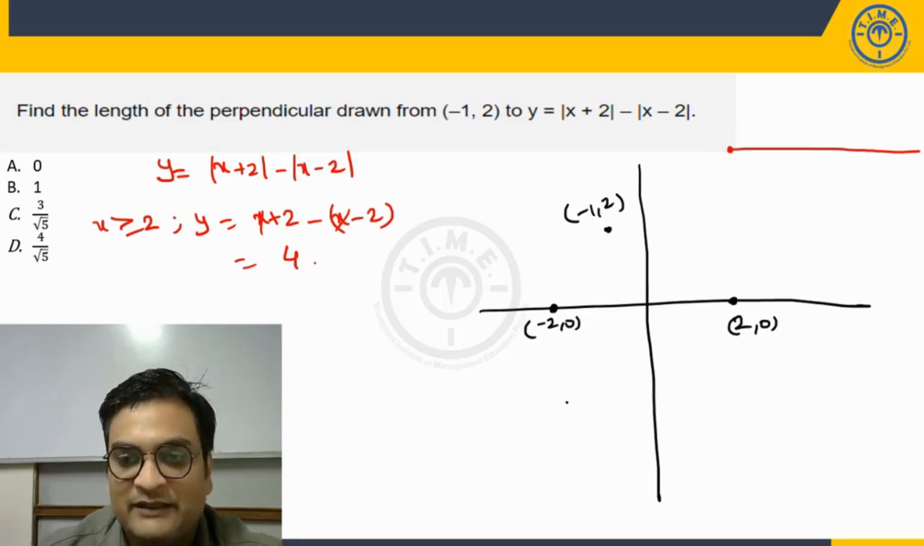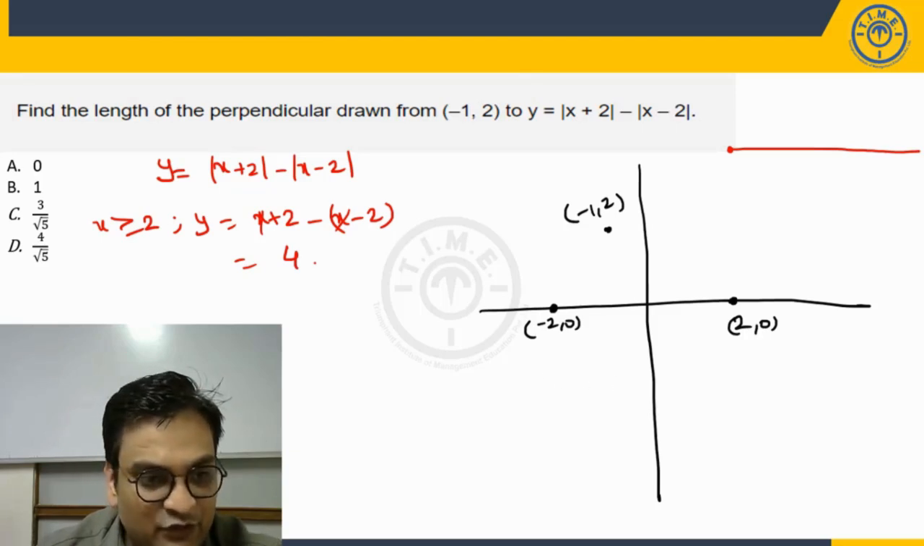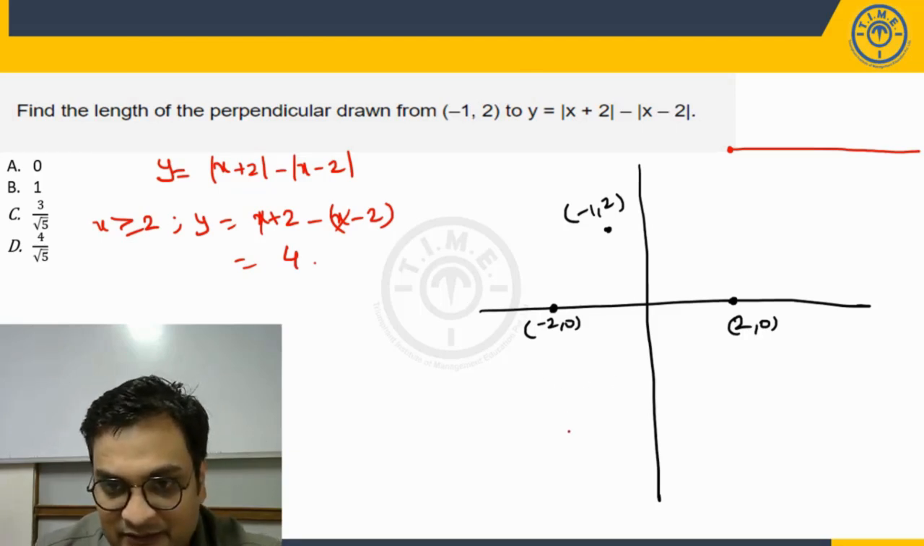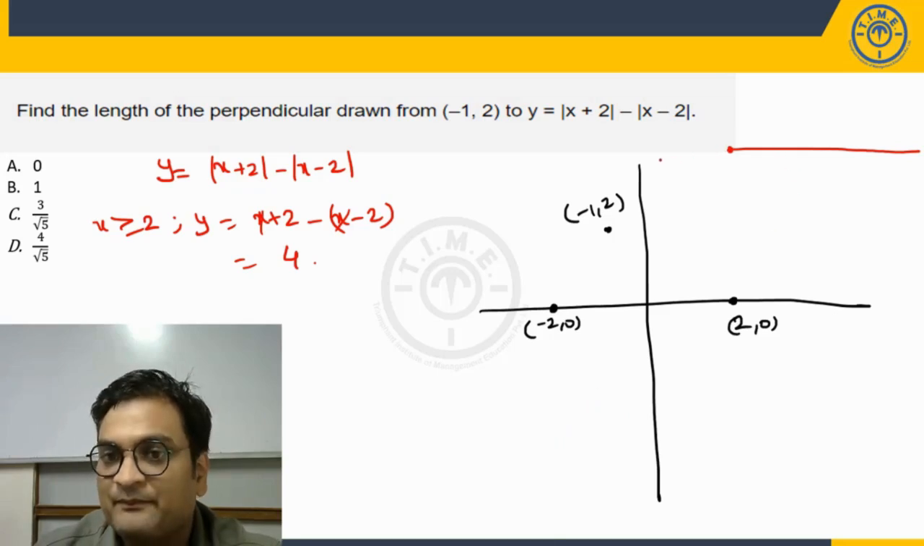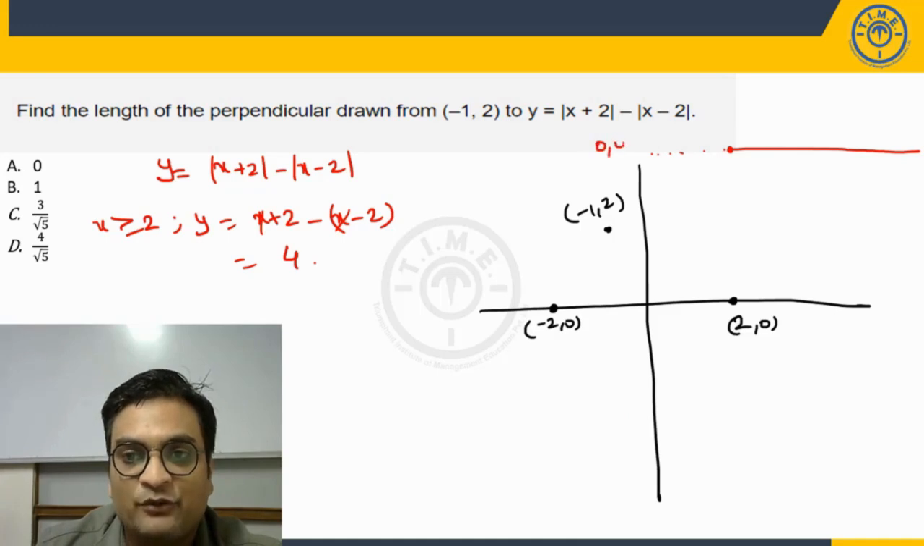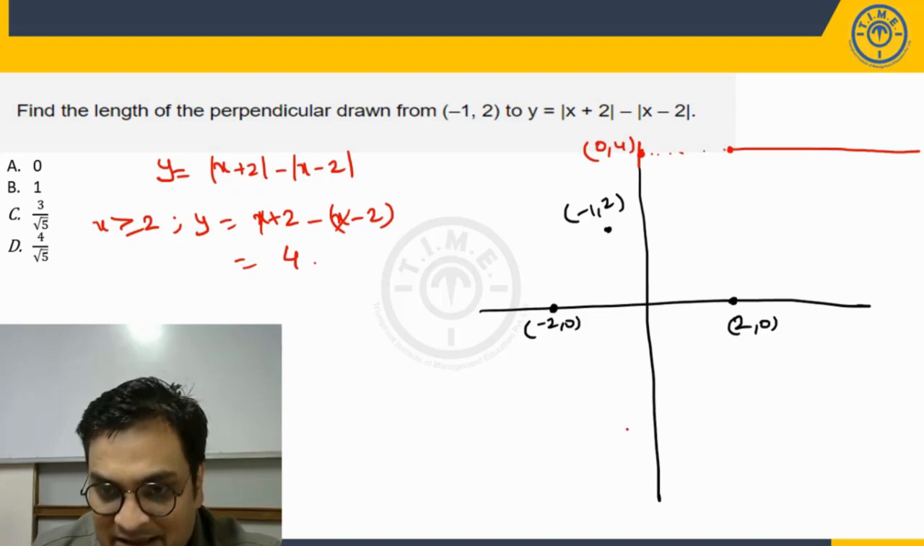Between x equal to 2 and x equal to -2, the graph is y equal to 2x. So the graph of y equal to 2x shall be like this. So this is 4. Okay, this is the point (0, 4). It's cutting at the y-axis. Similarly, it would be somewhere here. This will be (0, -1).